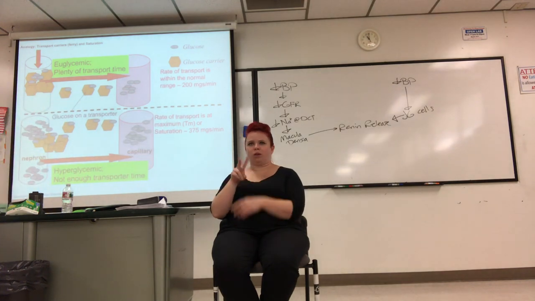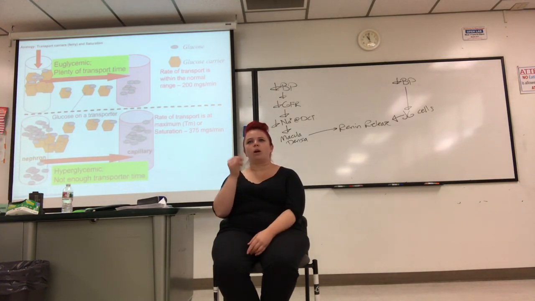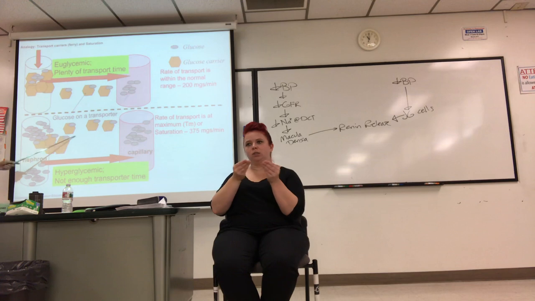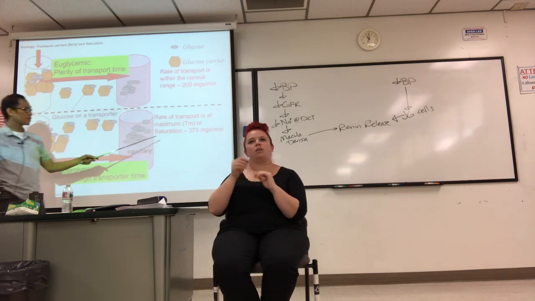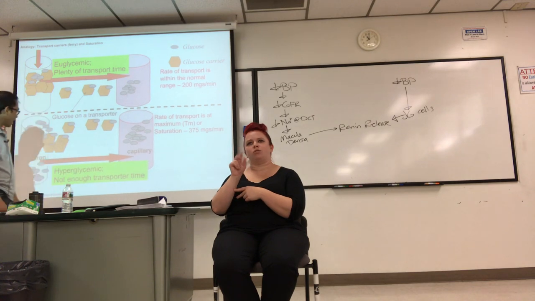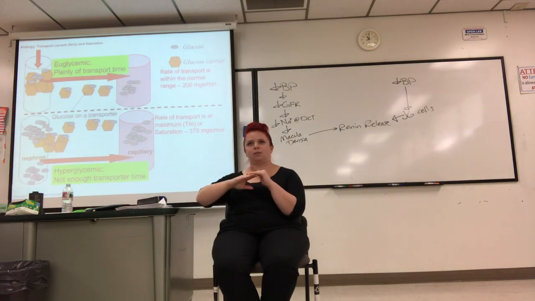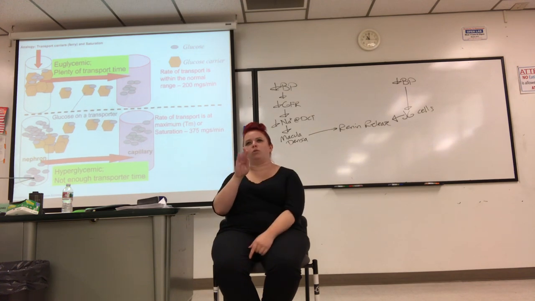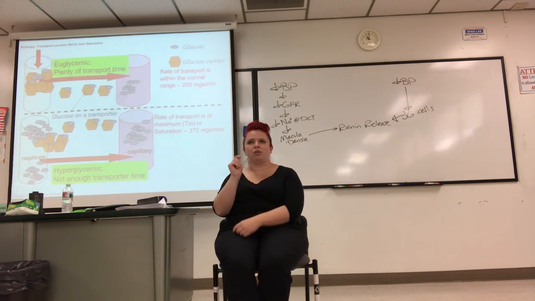But if you're hyperglycemic, the transporters, there's not enough of them, or they can't work fast enough. So you can't ferry it across fast enough. Your rate maxes out. That's called saturation. 375, the max. And so you might have some glucose spill in the urine, sweet urine. Okay, so that's the idea here.